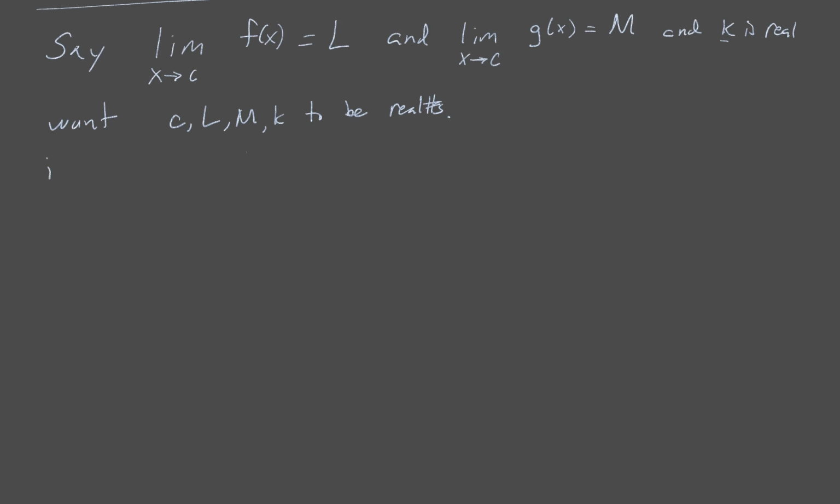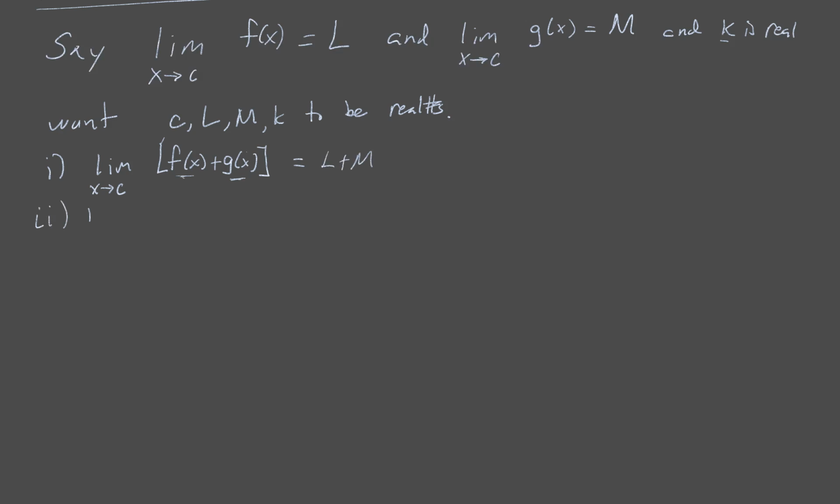Okay, then we've got a few different rules. If I take the limit as x goes to c of f of x plus g of x together, well, we know that as the inputs get close to c, this stuff gets close to L, and this stuff gets close to m. So when you add them together, they get close to L plus m. So that's not too far-fetched to think that that would happen. If f gets close to L and g gets close to m, then f plus g should get close to L plus m.